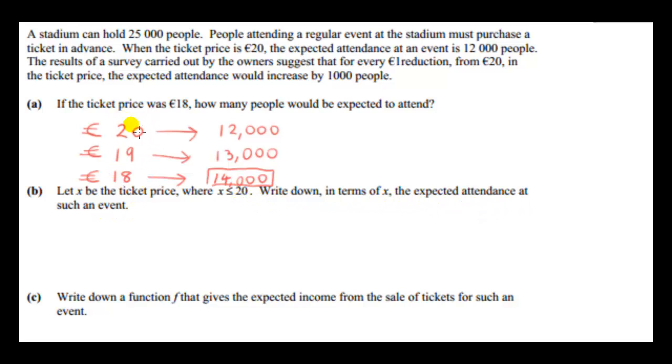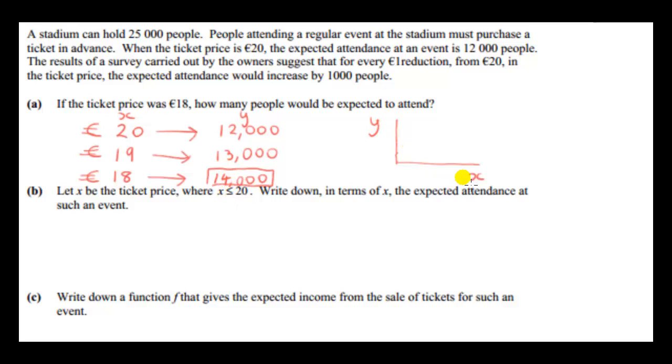So these values are our x values. Okay, that's the ticket prices, and let's call these values our y values, the attendance that's expected for a given ticket price. So we want the relationship. Okay, so for any value x, what do we expect y to be?